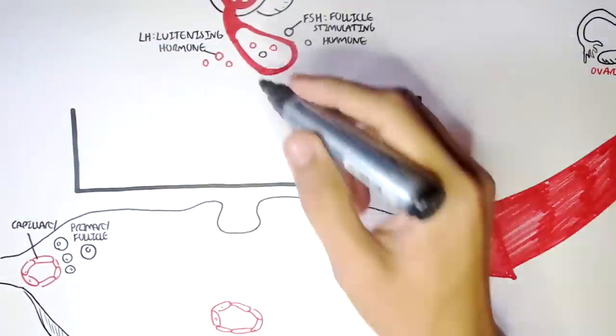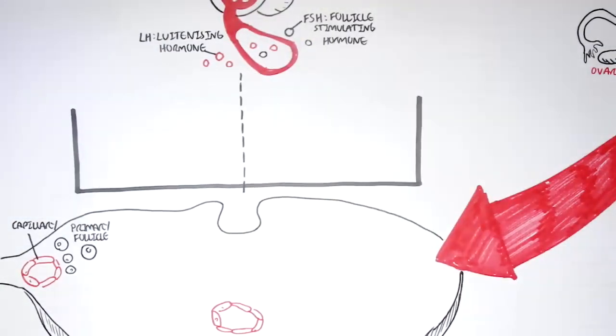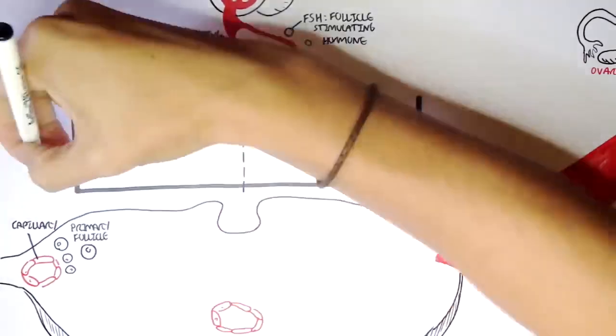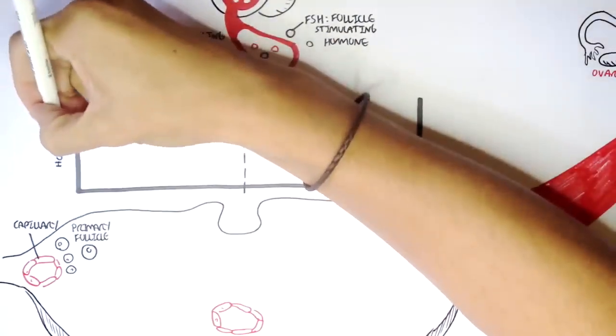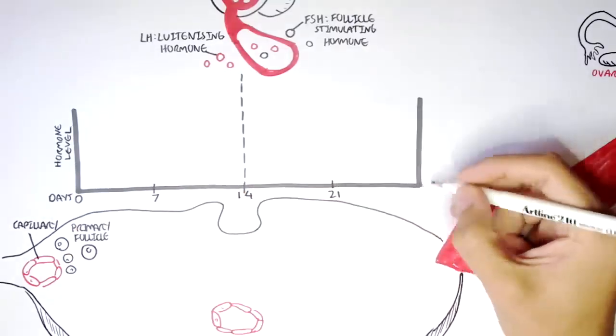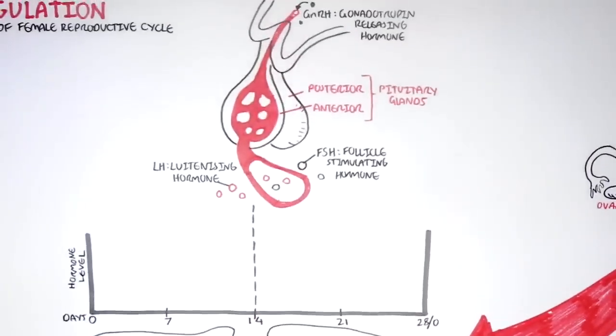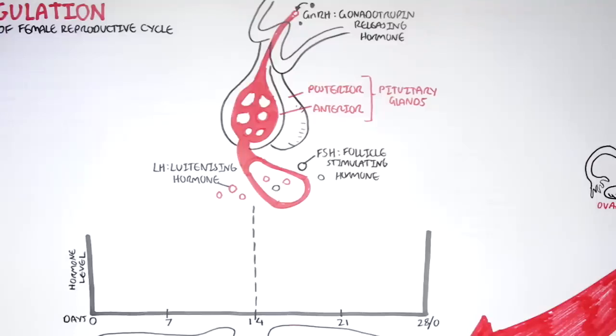Before we continue on, let's look at the changes of the hormone concentrations that come from the brain by looking at a graph. So here we have a y-axis which shows the concentration of the hormones in the blood. And on the x-axis is the duration of the female menstrual cycle, which normally goes for about 28 days. So the dotted line in the middle is 14 days, which is halfway.